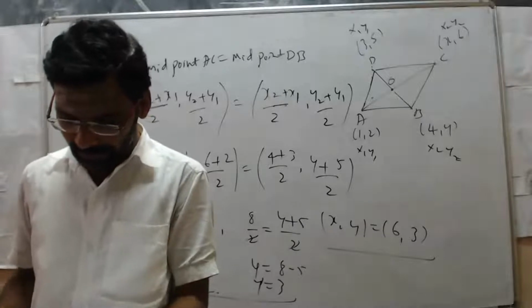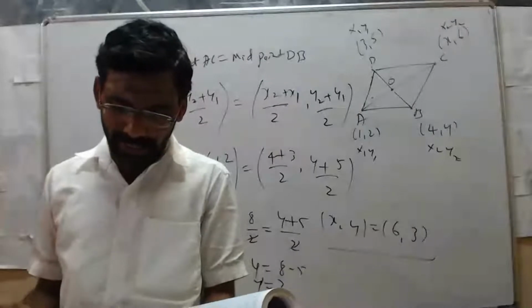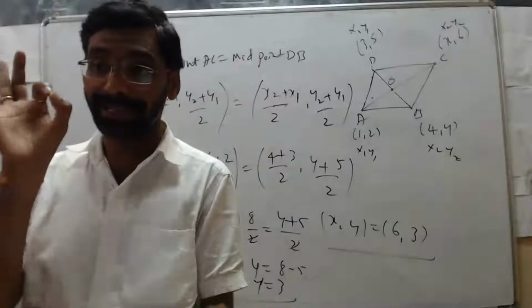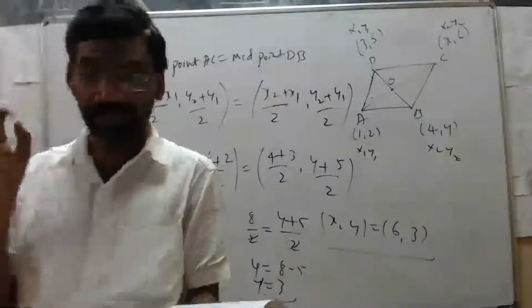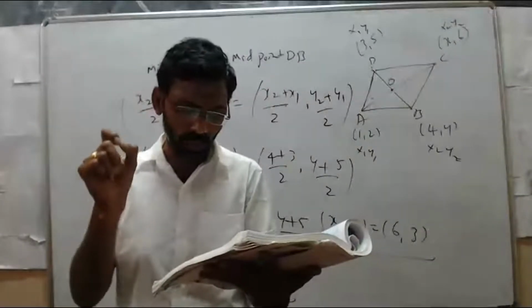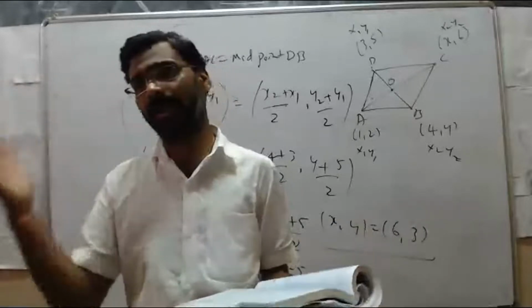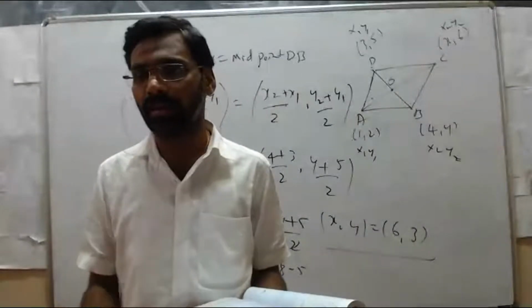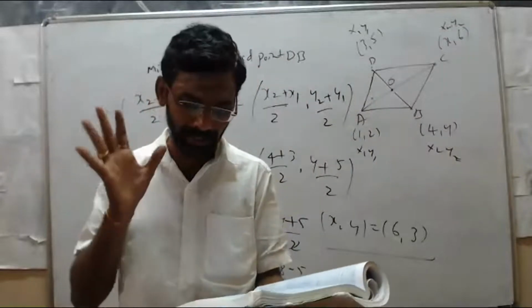Okay, then the seventh one. Find the coordinates of A where AB is the diameter of a circle whose center is 2 comma minus 3. Keep in mind, students, the center is given, and B is 1 comma 4. AB is a diameter. Here one end point of the diameter is given and the midpoint is given, so we have to find the other end point of the diameter.